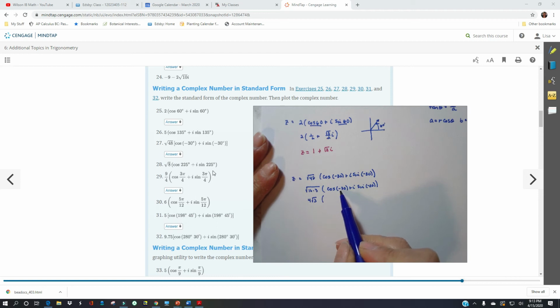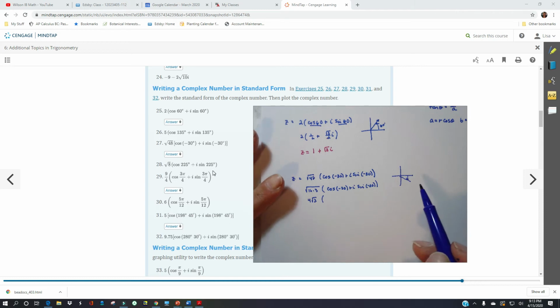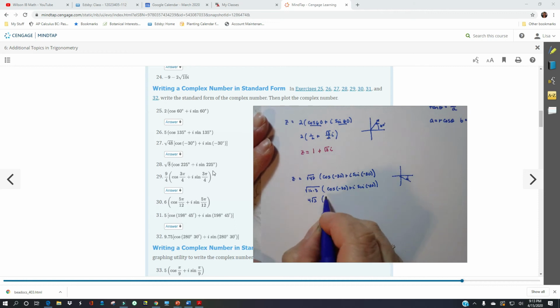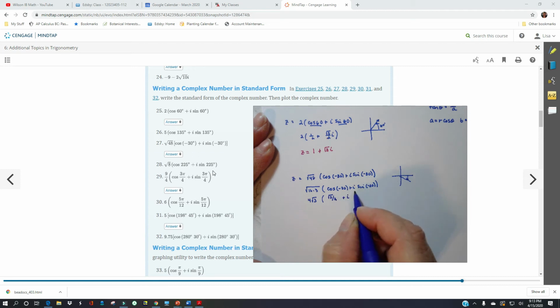I know they're talking about the cosine of negative 30, right? And negative 30 is when we go clockwise, so we start at the origin and go clockwise this way. But that doesn't matter. What matters is I know what the cosine of 30 is. The cosine of 30 is root 3 over 2, right? So let me put that, root 3 over 2 plus I times the sine of 30, which is 1/2.